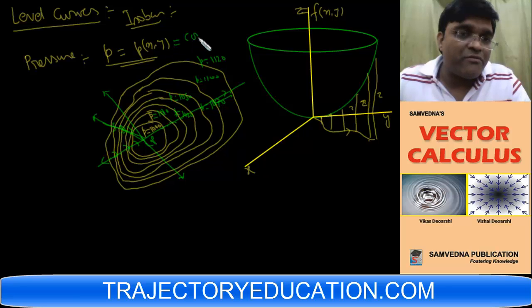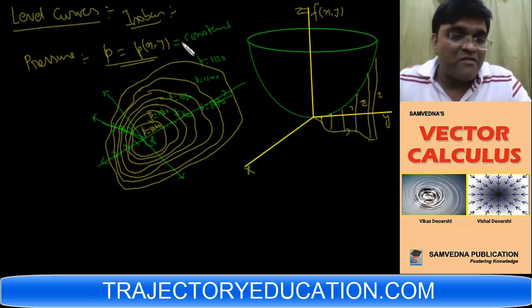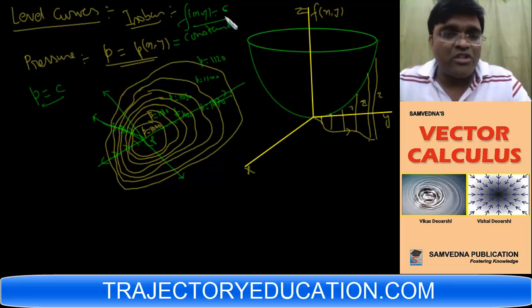Level curves are nothing but you draw P(x,y) equals constant for different constant values. For say 1000 you draw one curve, for say 1010 you draw one curve. So these are level curves. Level curves are the curves which represent P equals constant, the curves which represent f(x,y) equals constant. You draw all these curves for different values of c, and you get a good idea about the directional derivatives.